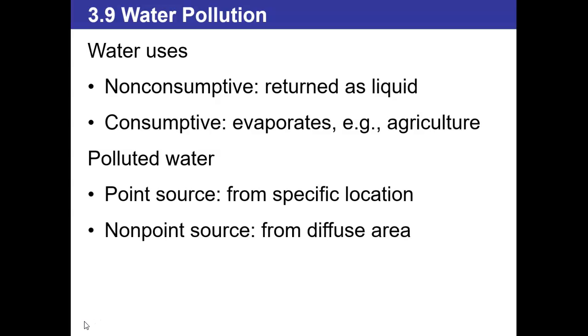When water is polluted, it comes from sources. There are two types of sources you should be familiar with: a point source that comes from a specific location, or a non-point source where it's diffused from a specific area.